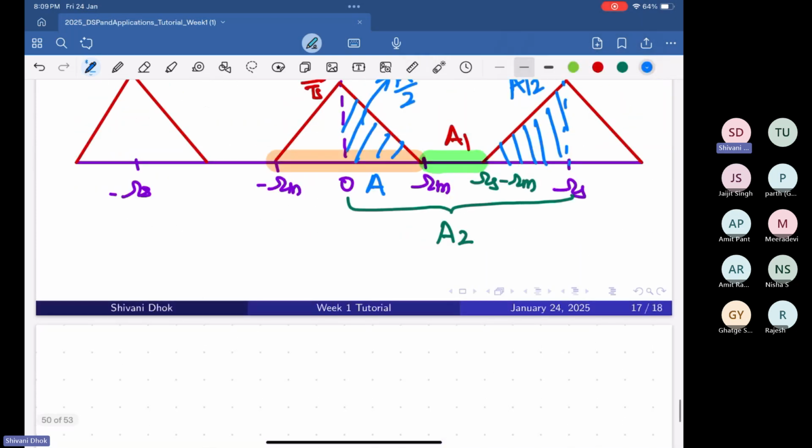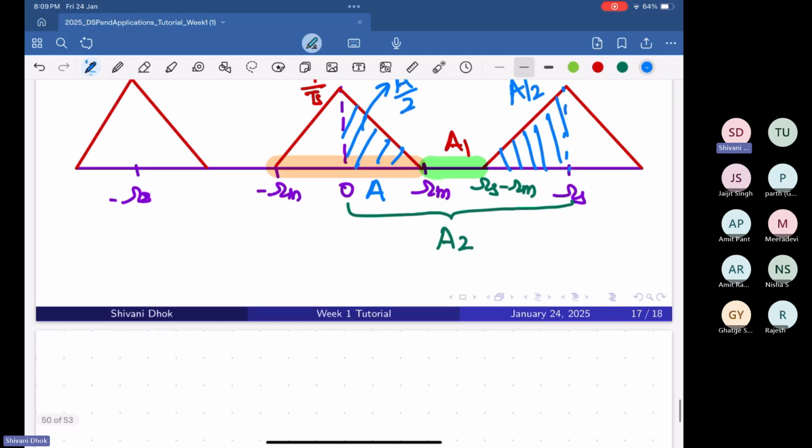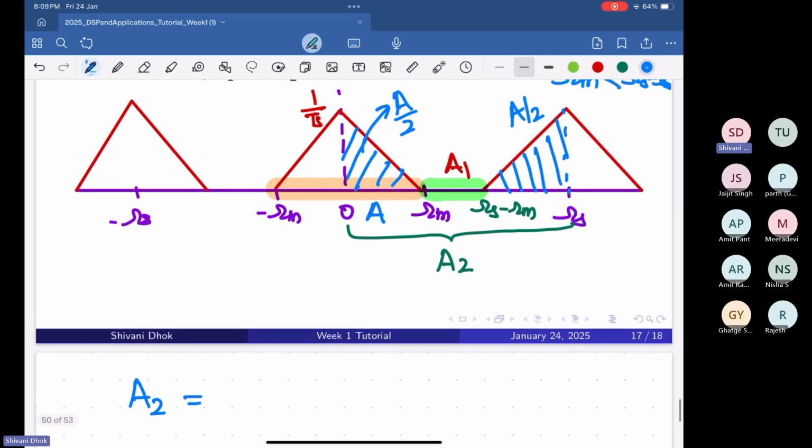Now, what we observe is that this A2 comes out to be equal to this region, that is A by 2, plus this region, that is again A by 2, plus this region A1.